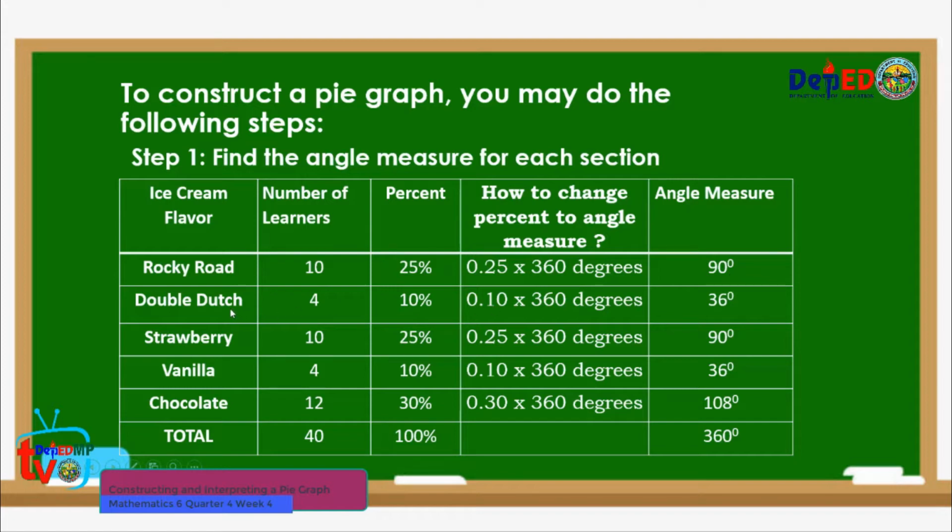The same with Double Dutch. Look at the percent of Double Dutch, that is 10%.